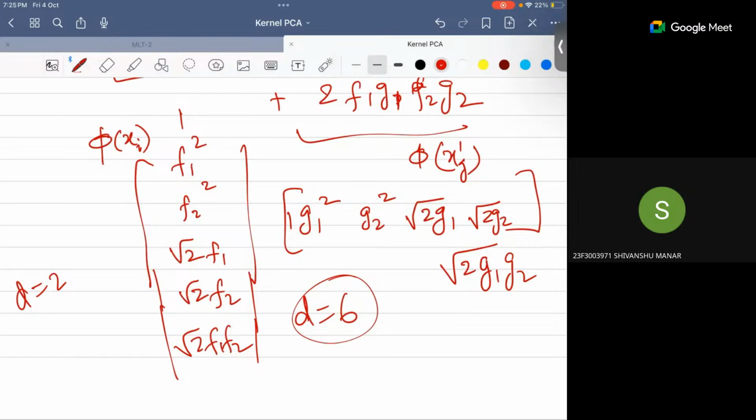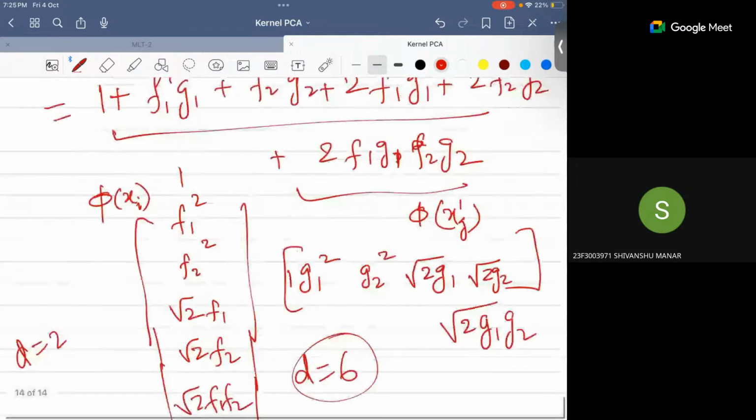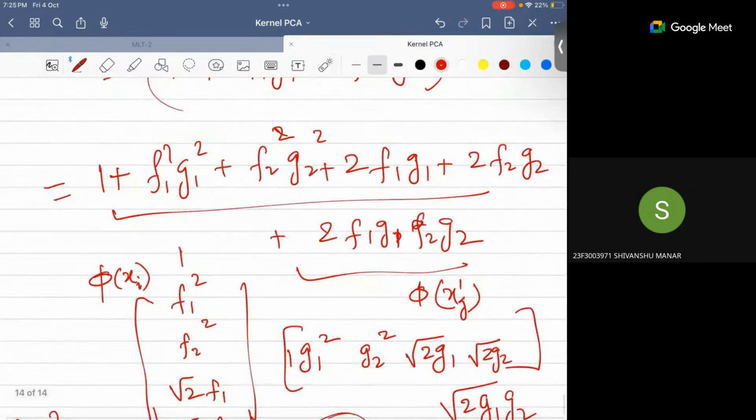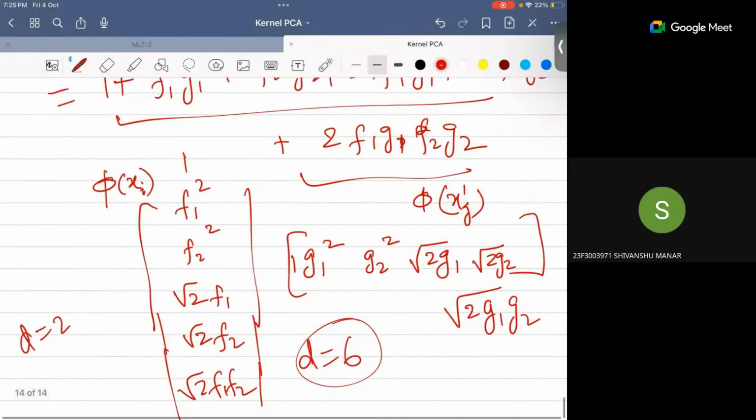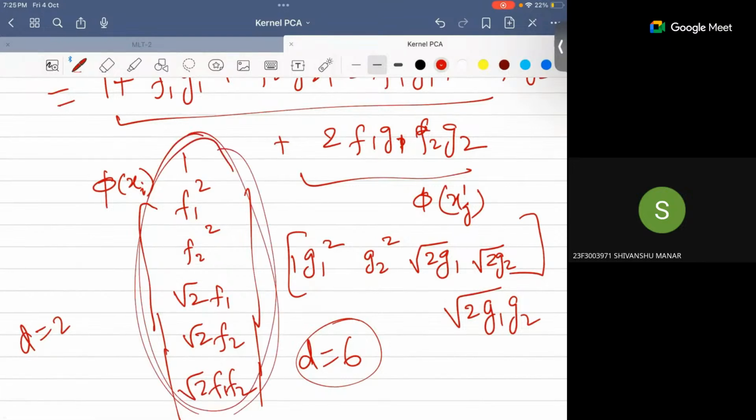So you have taken the constant 1, then for f1 you have f1 square. Similarly, you have done f2 square, and the third feature that you have taken is root 2 times f1 f2. Maybe the constant can be anything, but you have taken f1, the other one f2, and the other one f1 f2, correct? Even though you could have taken the mapping directly, it was very difficult for you.